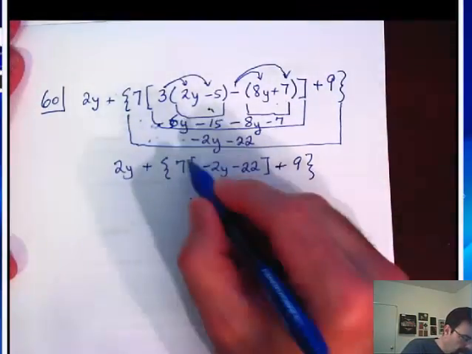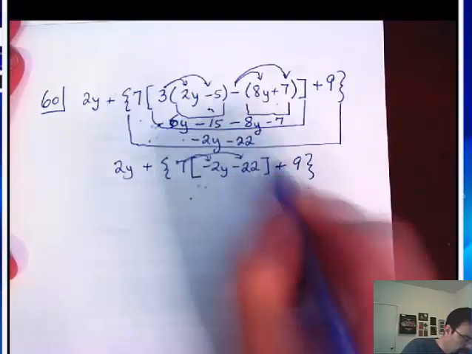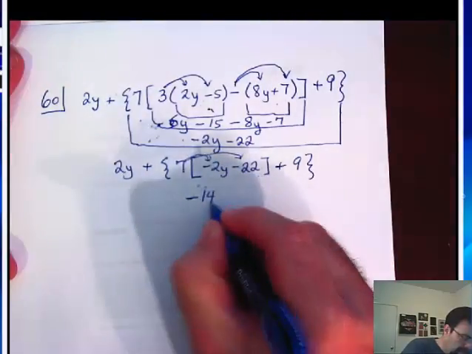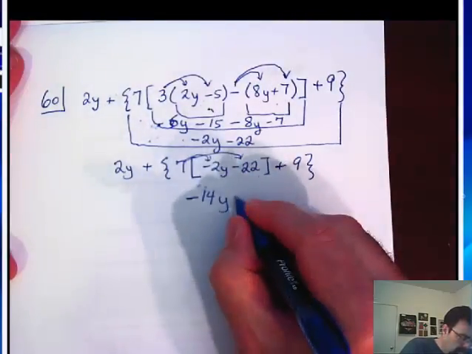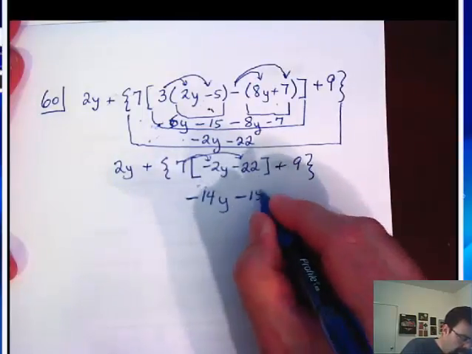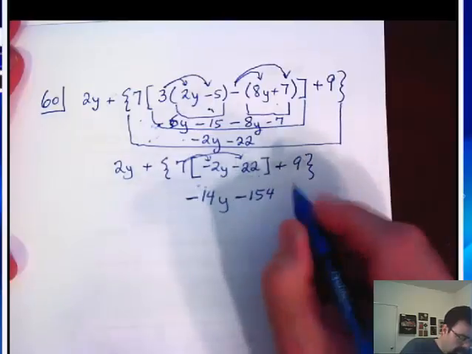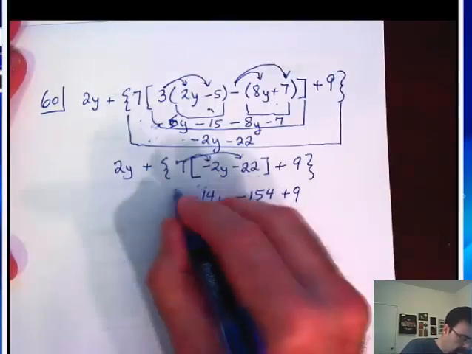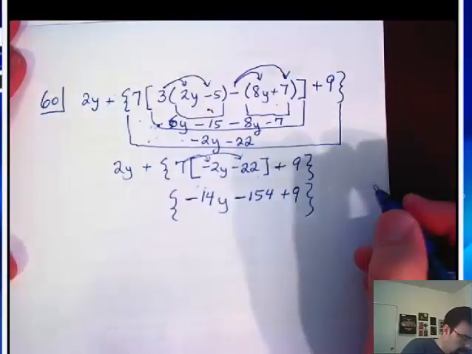Okay, so now there's nothing else I can do here. So at this point, I'm going to distribute the 7. So I got negative 14y minus 154 plus 9.